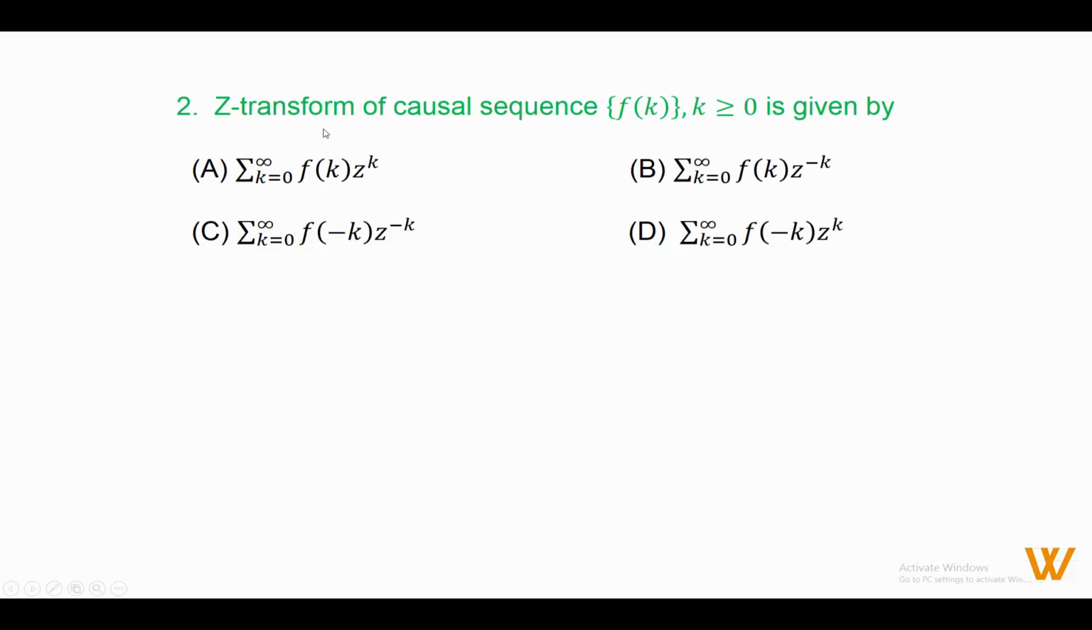Second, Z transform of a causal sequence f of k. Causal sequence means the value of k is non-negative, meaning k is 0 or positive. K greater than or equal to 0 is given by sigma k varies from 0 to infinity f of k z raised to minus k. Option B is the answer.